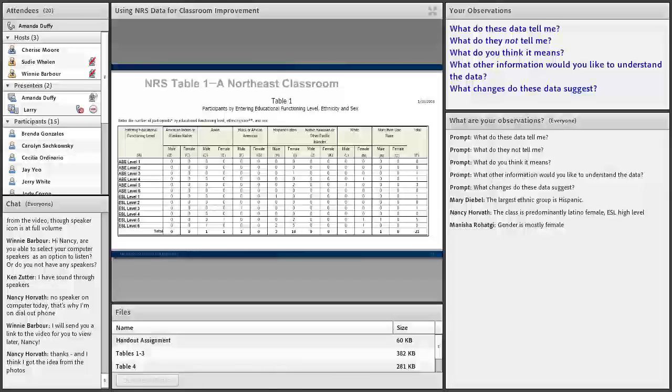So like many of your comments, you can use Table 1 to compare differences by gender. So there are more females than males. Then asking the question, why might that be? Compare differences by race and ethnicity.